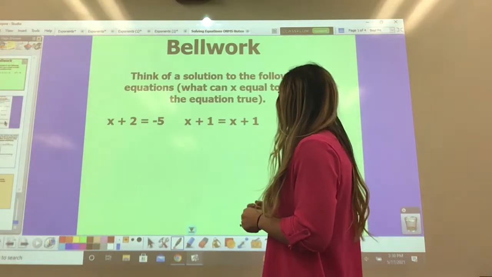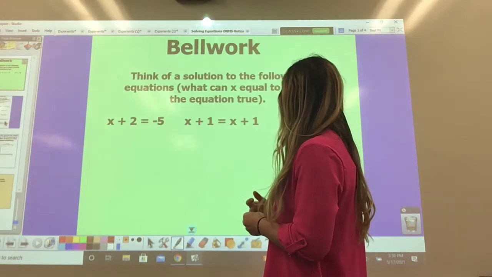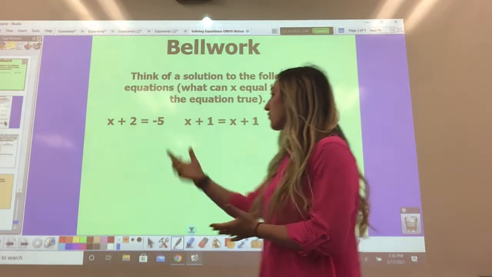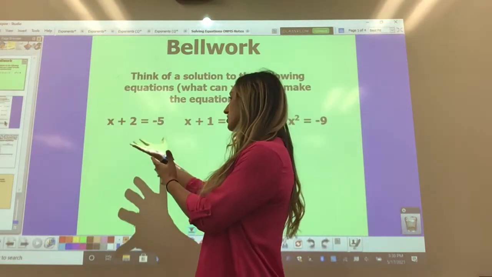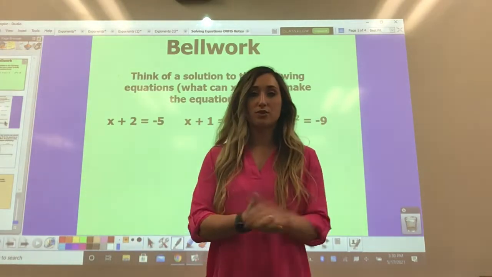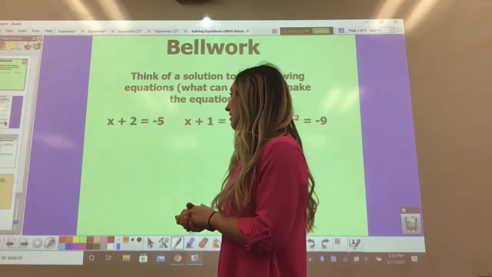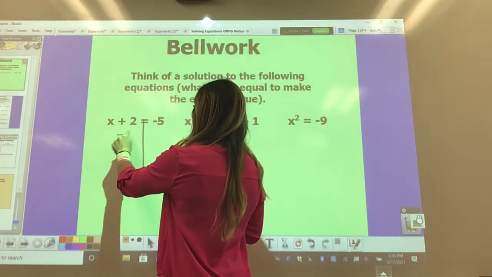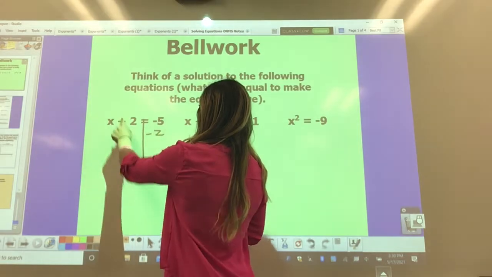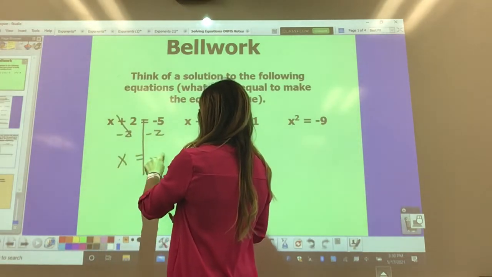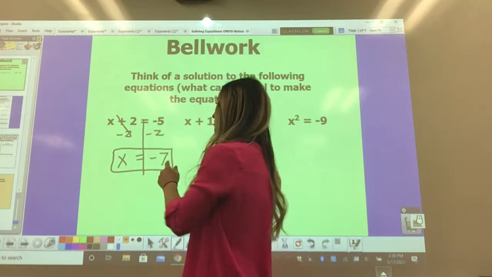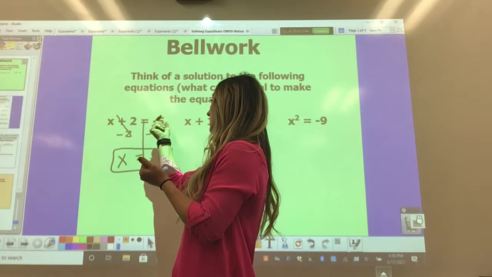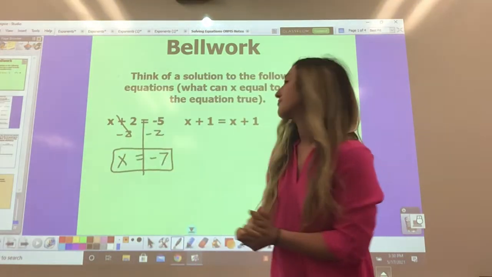So it asks you to think of a solution to the following equations, or in other words, think of what x could equal. For this first one, this is just a review of when we solved equations way back during our algebra unit. So maybe you thought to do something like this. To get x by itself, you want to subtract 2 on both sides, so x would have to be -7. Or maybe you just realize -7 is what x needs to be in order to get -5 when I add 2 to it.